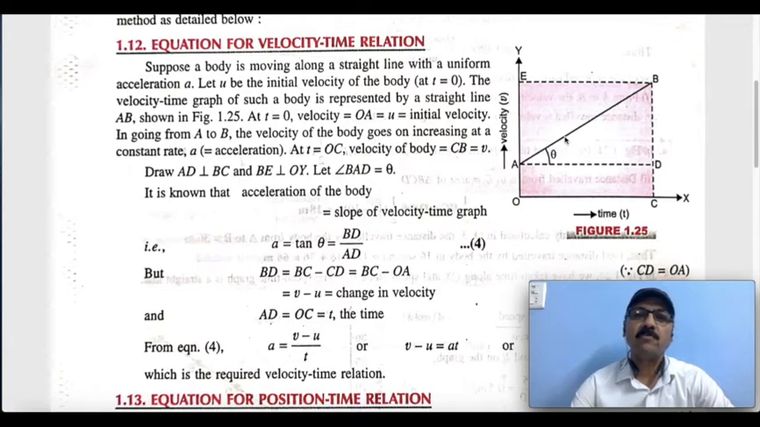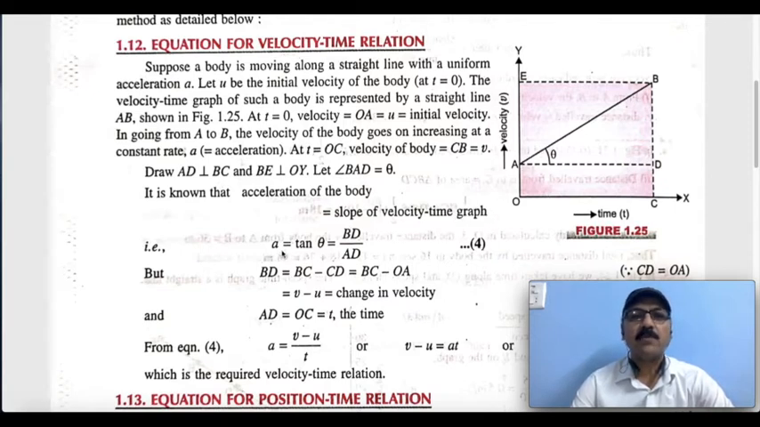is called the velocity. Suppose the body is moving in a straight line with uniform acceleration a. Let the initial velocity at time t equal to 0 be u, and the final velocity after time t become v. First, we discuss that the acceleration of the body is equal to the slope of the velocity-time graph. Remember, acceleration of the body equals the slope of the velocity-time graph. This is the slope.